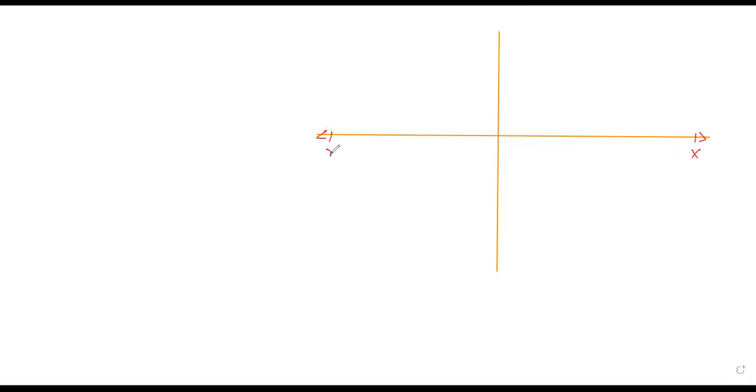Over here, you can name it as x dash. Over here, the vertical line, this one would be the y-axis, and down you can name it as y dash. Okay. The point where they are intersecting each other is the origin. This is called the origin.